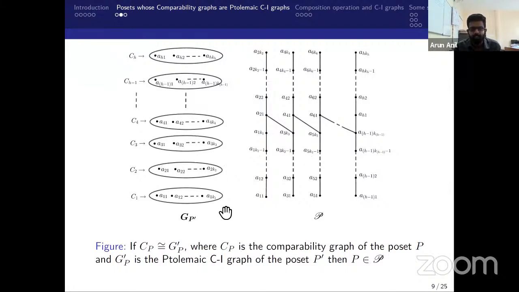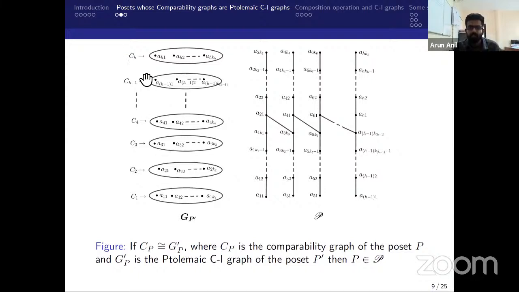We know the Ptolemaic CI graph. A Ptolemaic graph means a distance-hereditary chordal graph. In terms of forbidden subgraph characterization, it is the 3-fan-free chordal graph. So a Ptolemaic CI graph is a CI graph of a completely ranked poset, and this is a CI graph of this form, where C1, C2, C3, and so on are cliques, and Ci union Ci plus 1 is also a clique, and there are no other edges.